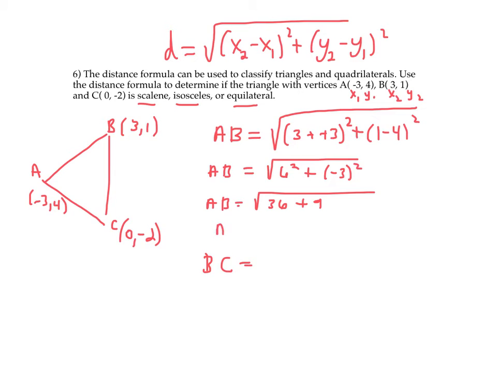So we have AB is equal to the square root of 45. And we need to simplify that. So 45 factors into 9 times 5. 9's our perfect square, so square root of 9 gives us 3 square root of 5.